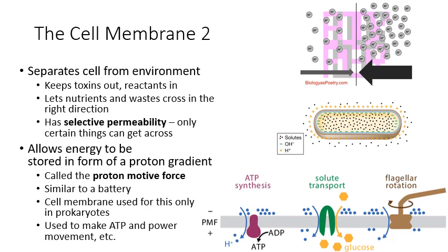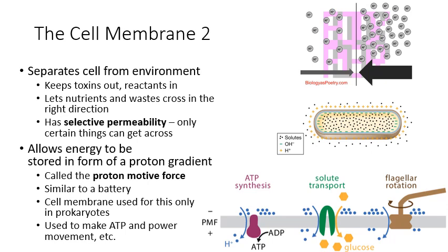So the basic purpose of the cell membrane is to keep the cell separate from the environment. It's to keep all the stuff the cell needs inside of the cell and to keep things that would be dangerous to the cell outside of the cell. And it also has selective permeability, which means that it allows some things to cross but not all things. That way the cell can get nutrients into the cell through the membrane, and it can transport wastes from inside the cell out to the environment.